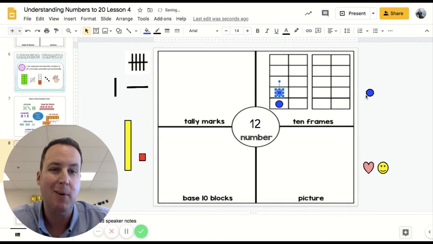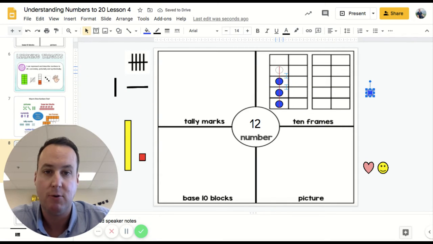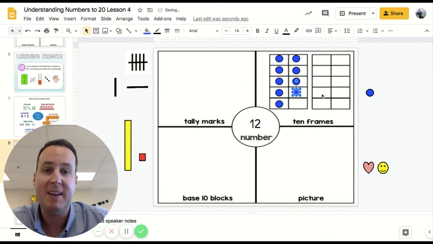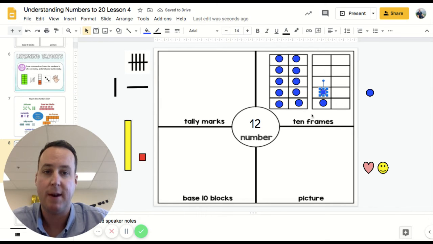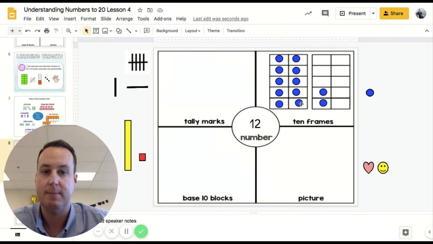I could count, but I don't have to, because I know once this 10 frame is full that there are 10 counters there. That full 10 frame shows 10. If you wanted to count, you could, but you could just fill it in. That's what I'm going to do. Now that this 10 frame is full, I'm going to count on from 10. 10 is going to go in my head, and I know after 10 comes 11, and after that comes 12. So I know the number 12 is one full 10 frame and 2 extra ones.